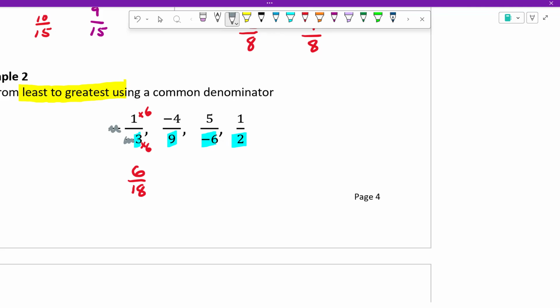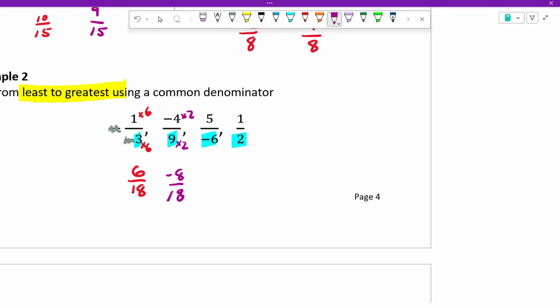So we can just go 6 over 18 as a positive number. Right? Next one. We want to turn 9 into 18. So you have to times that by 2. 9 times 2 is 18. So the top gets multiplied by 2. This one only has 1 negative sign. So negative 8 over 18.